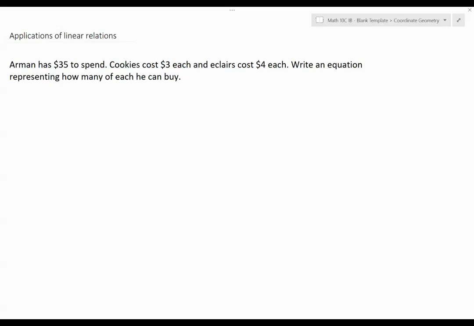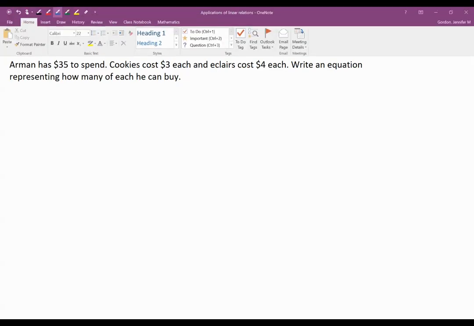So let's look here at this example where Armand has $35 to spend. Cookies cost $3 each and eclairs cost $4 each. So we want to write an equation representing how many of each he could buy. So the first thing to recognize here is that we have two unknowns. We have the number of cookies and we have the number of eclairs. And we want variables to represent each of these.